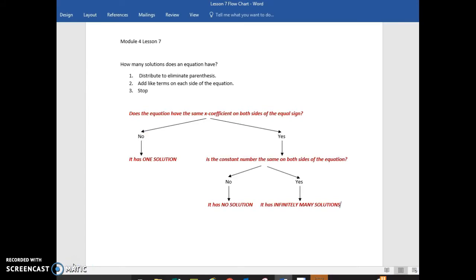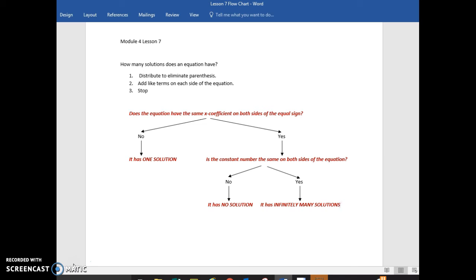So here's a flow chart similar to what I'm going to give you for Module 4, Lesson 7. How many solutions does an equation have? Well, first of all, you need to distribute to eliminate the parentheses. Then you need to add the like terms on each side of the equal sign. And then you can stop. You don't need to keep going to solve the equation.